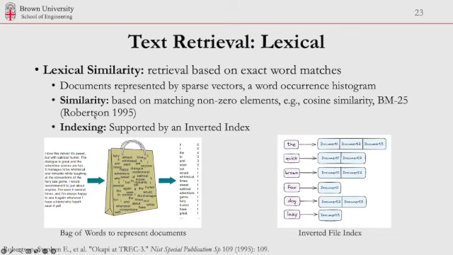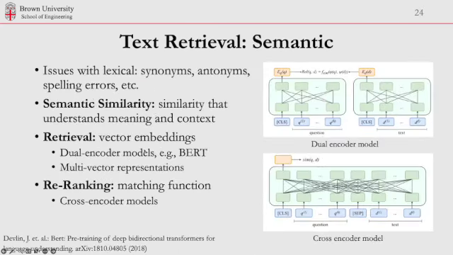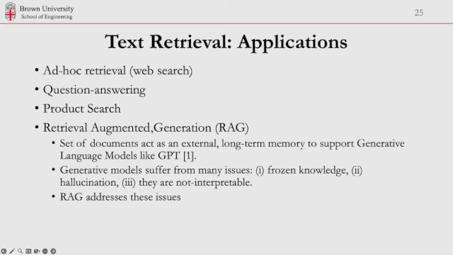Traditionally text retrieval has been based on keyword matching. Deep learning has enabled retrieval based on meaning or context between pieces of text. Where this is being used today is obviously web search, as I mentioned. There are tasks like question answering, and product search, like typing in a keyword in Amazon. A really interesting application is retrieval augmented generation.